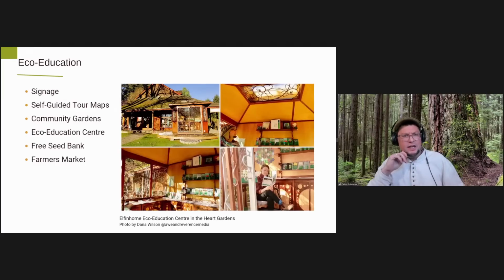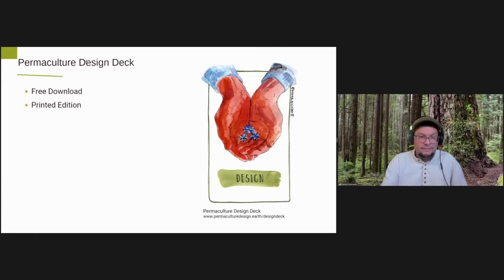I also integrated the community with signage, with maps for self-guided tours, and a community garden, encouraging locals to experiment with permaculture gardening strategies as a demonstration to the larger community and its visitors of ecological gardening methods. This was supported by an eco-education center full of free resources, including a seed bank with free seeds in collaboration with the Sunshine Coast Seed Saving Collective. And the site also hosted an all-organic farmers market every week to support the local community.